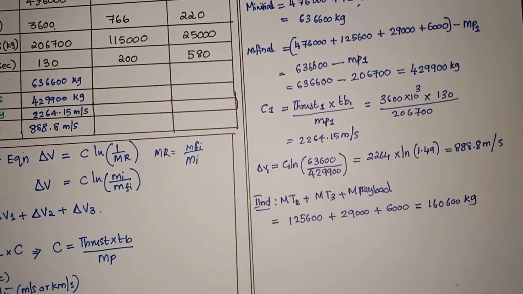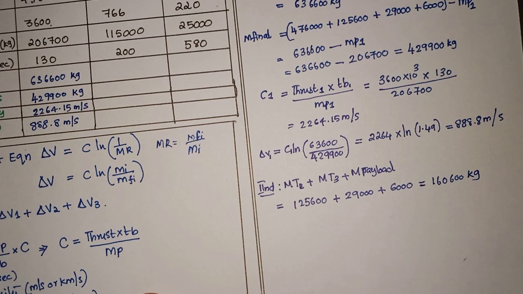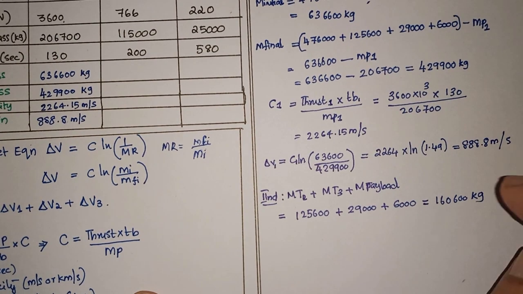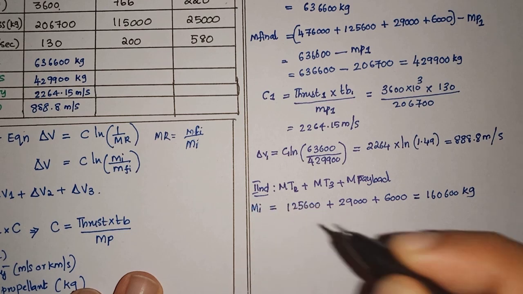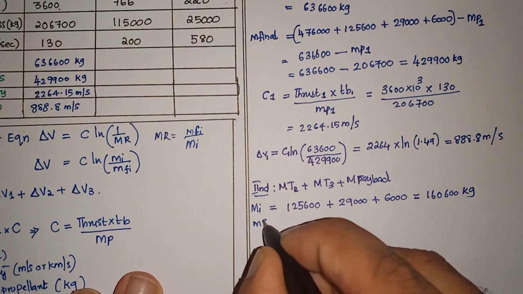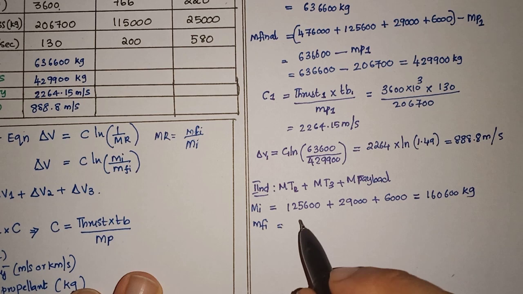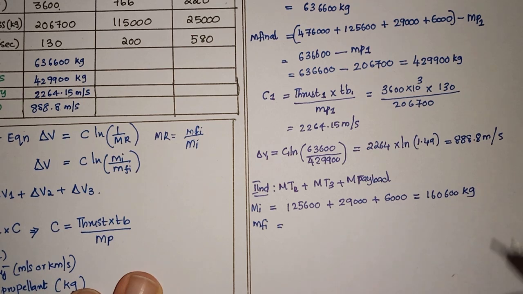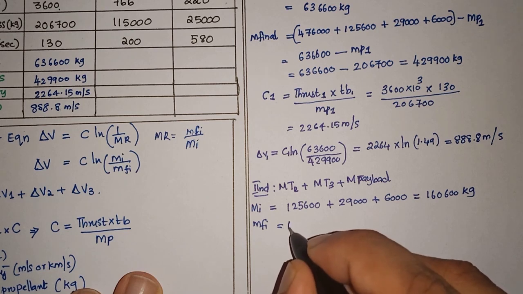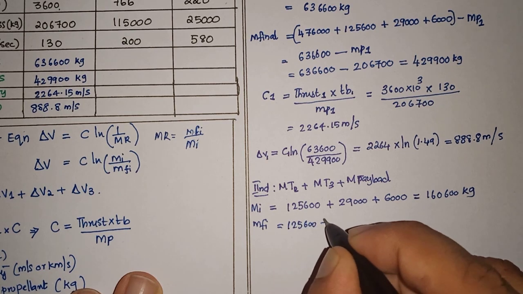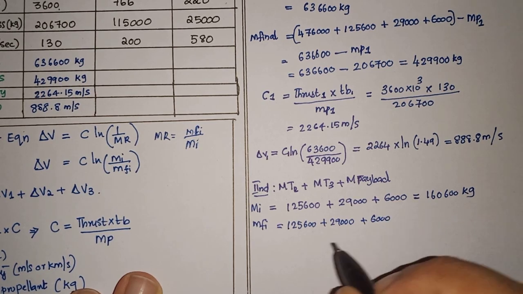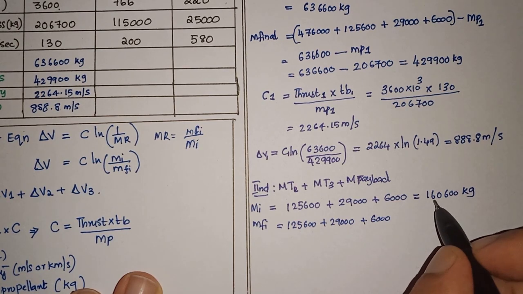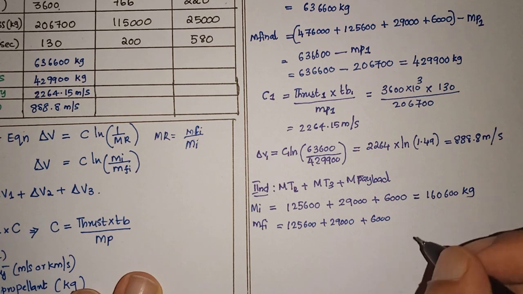Okay. So this is going to be the total mass of the second stage, the initial mass in fact. And what about the final mass? So final mass is nothing but the total mass after the propellant of the second stage is consumed. Okay, so that means your 125600 plus 29,000 plus 6,000. In fact, instead of this one, you can write straight away this one. Okay, it's up to you.